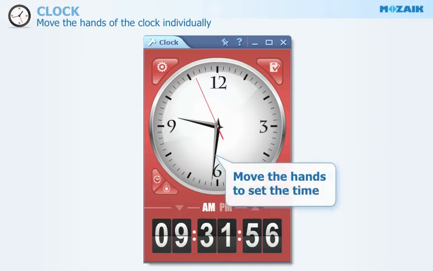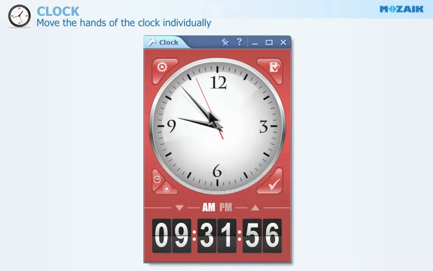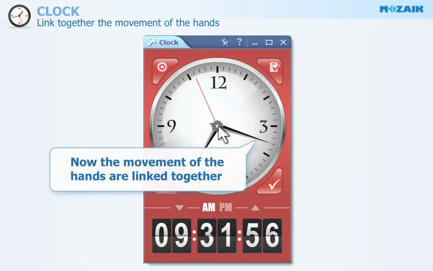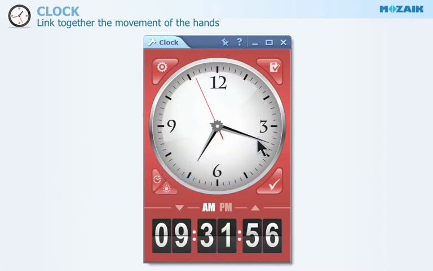In order to set the time, simply move the hands of the clock. Click on the rotation axis of the hands. Now, the movement of the minute and the hour hand are linked together.